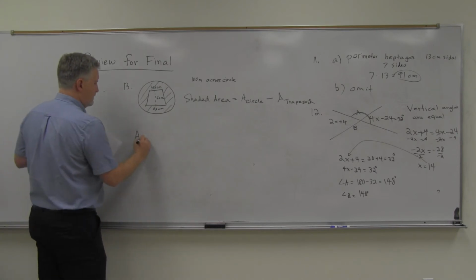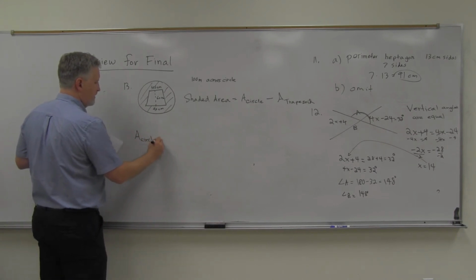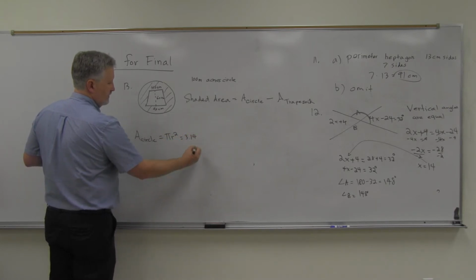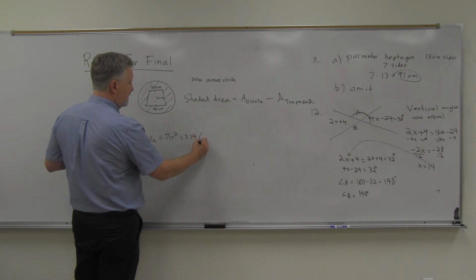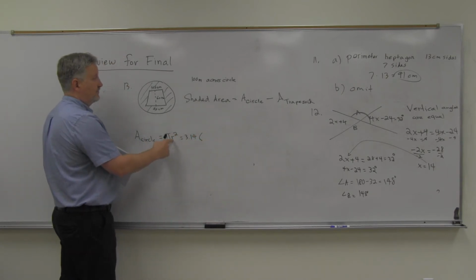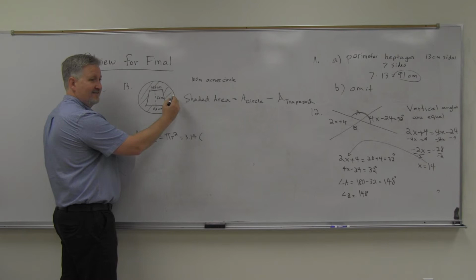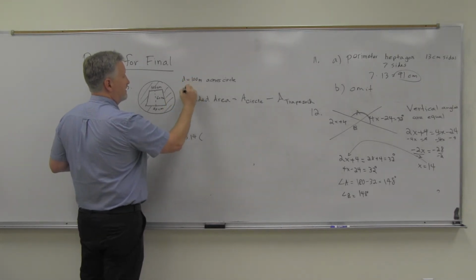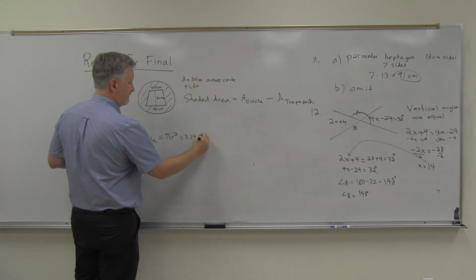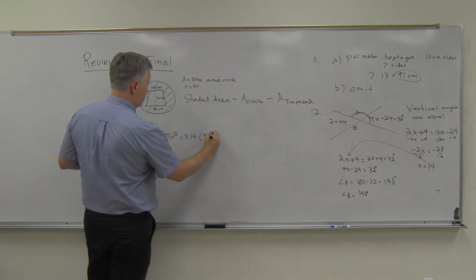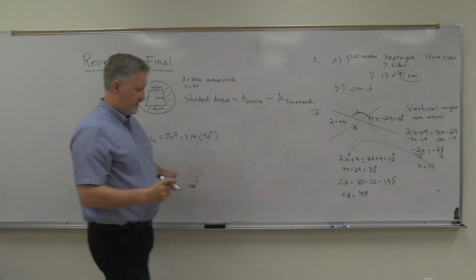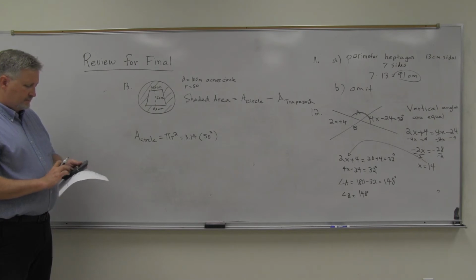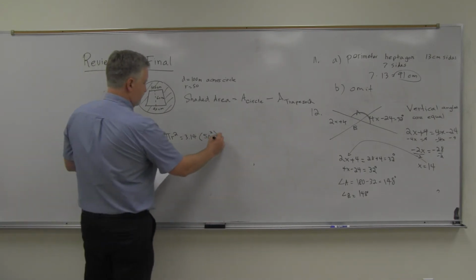All right, so area of a circle, pi r squared. So we got 3.14 if we approximate it there. Now, I want the radius of the circle. It's 100 meters across, so that's the diameter. The radius is 50. So 3.14 times 50 squared. I think it's 7,850.